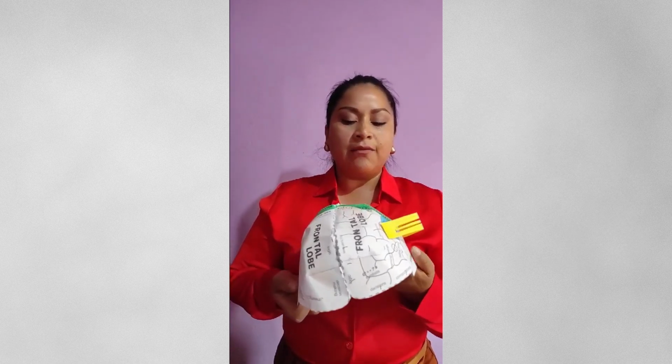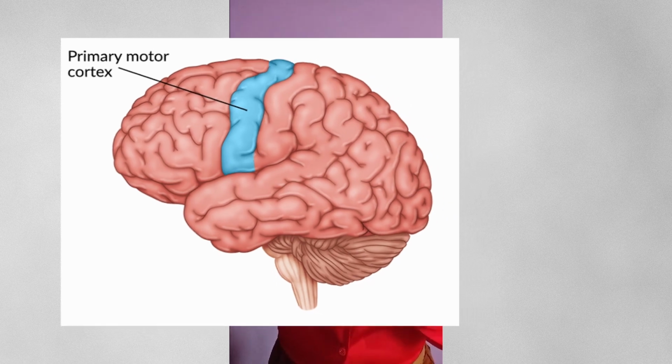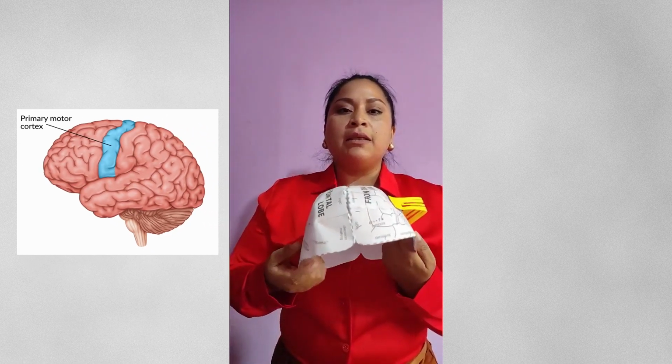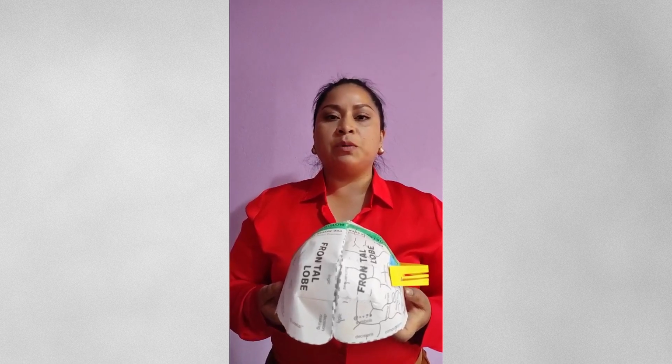Then I have the primary motor cortex. It is located in the frontal lobe, in the right hemisphere and the left hemisphere. This part is also very important because with this we control all the voluntary movements, the time that we speak, the time that we breathe, and also we control the airflow in the time that we speak. As you can see, these four areas are very important in language production.